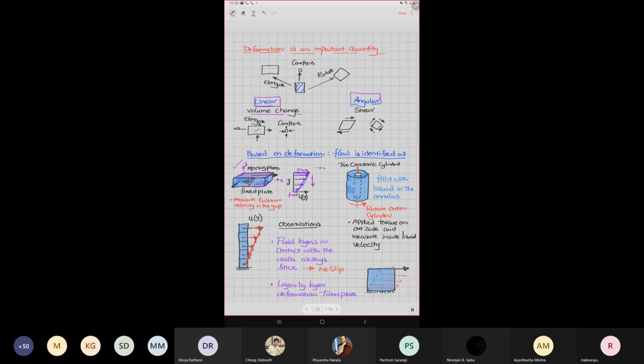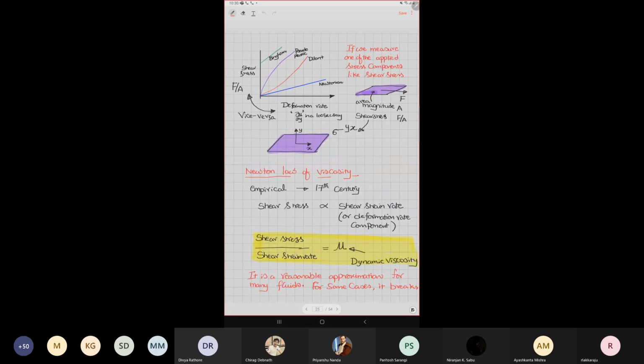All the layers which are in contact with walls always stick there, which we call the no slip condition. If the wall is moving with a velocity, the liquid layer in contact with it moves with the same velocity. If the wall is at rest, the liquid layer is also at rest. That is in principle what we call the no slip condition, and layer by layer deformation happens.